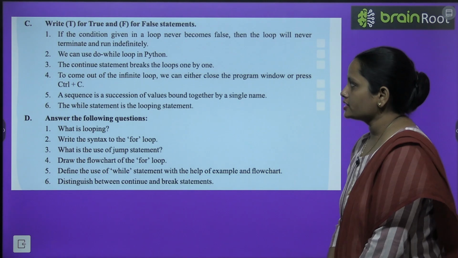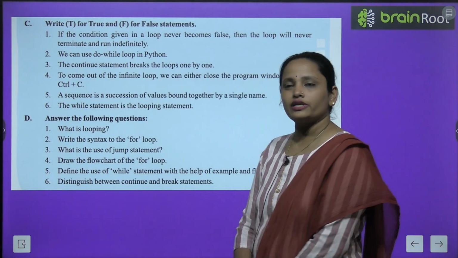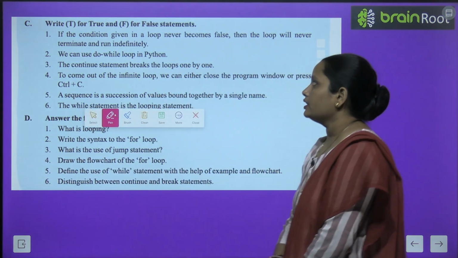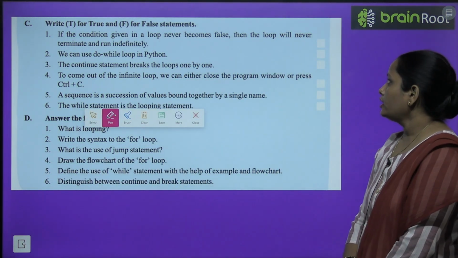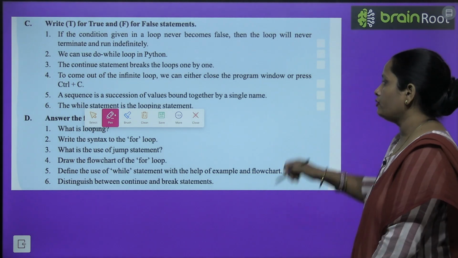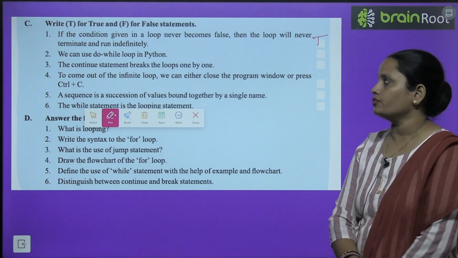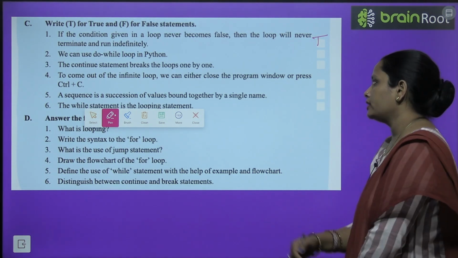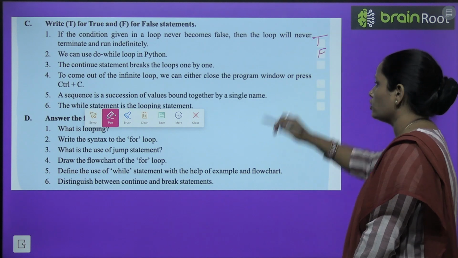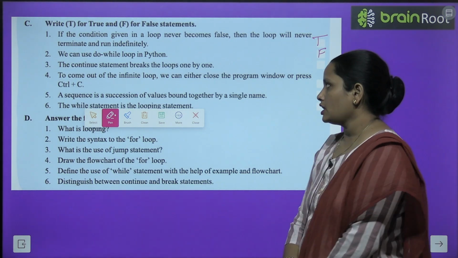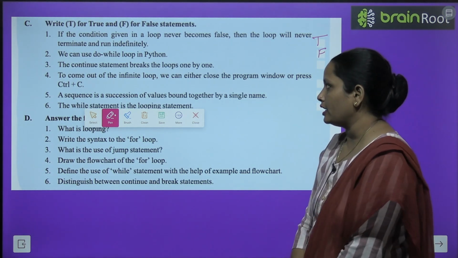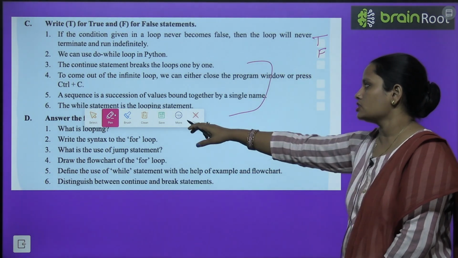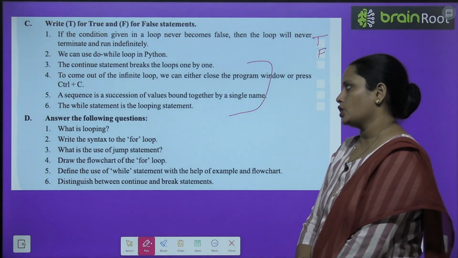Now, let us move on to the C exercise, which is write true or false for the following statements. Here the first one is: if the condition given in the loop never becomes false, then the loop will never terminate and run indefinitely. Yes, this is true. Next one is: we can use a do while loop in Python. So, children, this is false. There is no such statement in Python. Like this, children, you have to do the rest of the remaining questions by yourself.